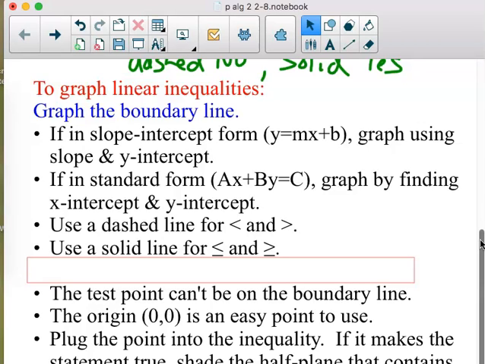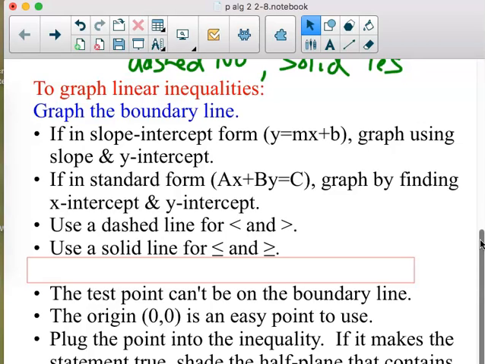Now, then you have to pause. And this is hard because you're like, I know where the line's going to go. But you have to know, is it going to be dashed or is it going to be solid? Notice these two, no equals bars. If it's just less than or greater than, it has to be dashed. We can't include those answers. But if it has the equals bars, then we go solid. We want to include those answers.